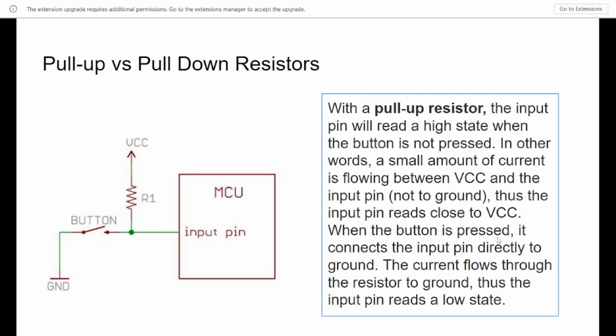When the button is pressed, it connects the input pin directly to the ground. So let's say if this button is pressed, so this here becomes closed. This part here is connected here when you press the button. So the current passes through this pathway from the power source to a resistor to this switch, and it travels down to the ground. So that means the diode or the LED will not turn on. It will be in an off state. The current flows through the resistor to the ground, thus the input pin reads a low state.